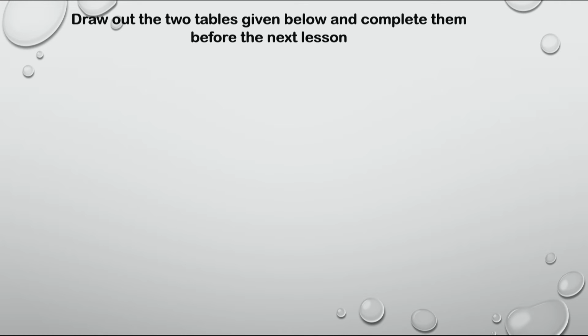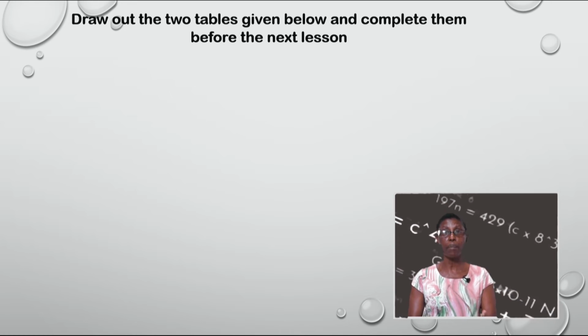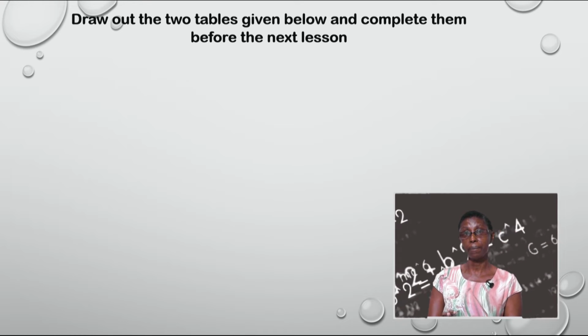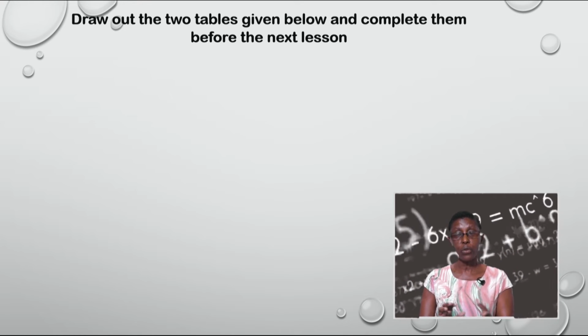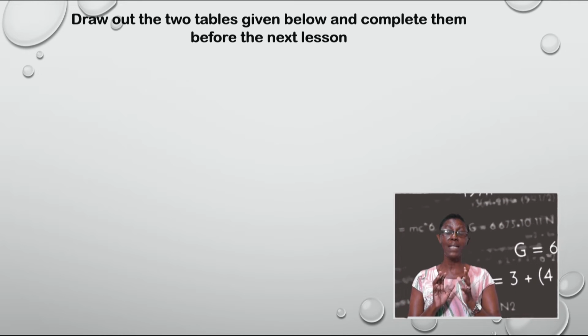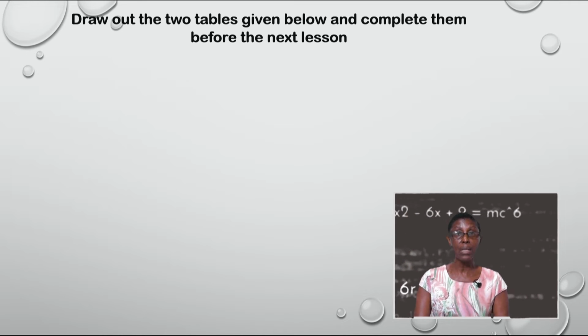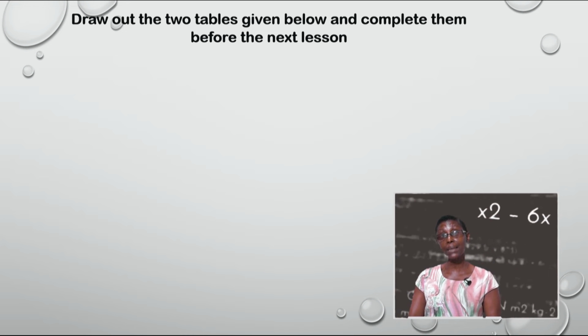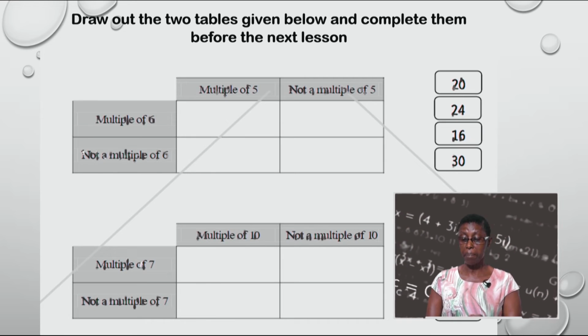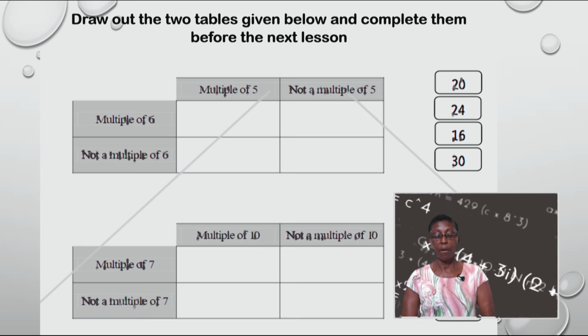Okay. I'm going to leave you with what we've just done to sum up. To sum up the work on multiples, I'm going to leave you with a little table. What you need to do is complete the table. The result from this table will be the start of our next lesson. Okay, so I'm going to put up the table. Just make a little sketch of that table.